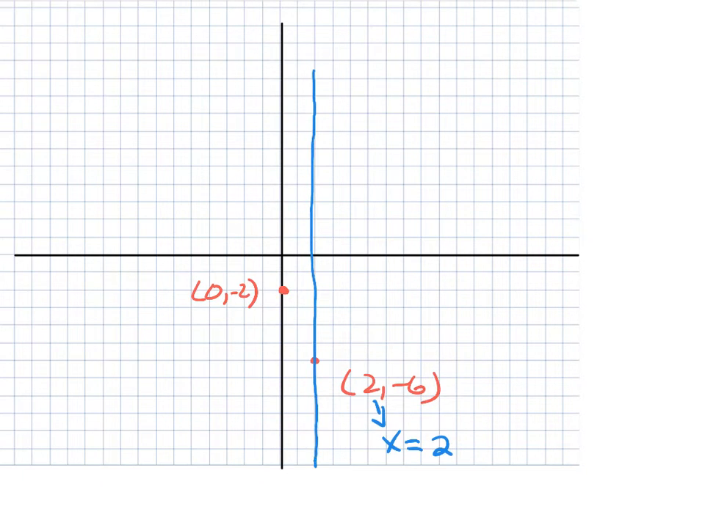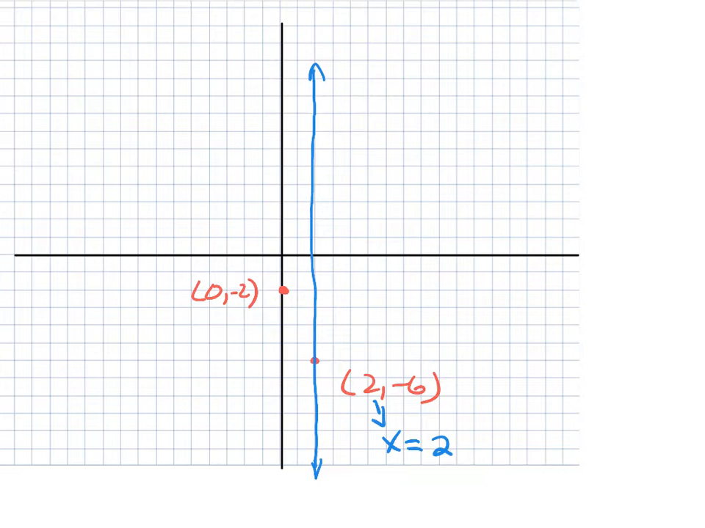So I'm going to come over here to the 2. Negative 6. And then I also have the y-intercept of 0, negative 2. I'm going to draw in the line of symmetry. So the x equals 2 came from here. It's an equation. So if I draw a vertical line through that point, this is my line of symmetry, or my axis of symmetry.